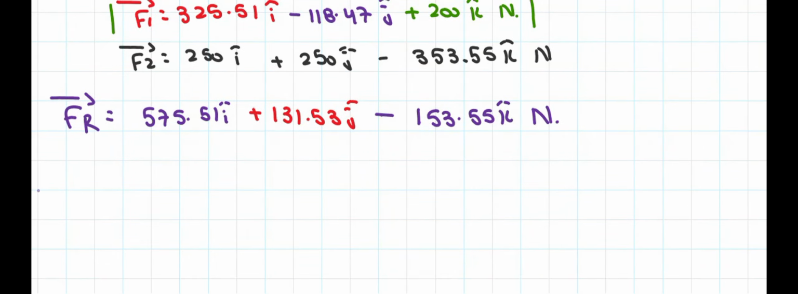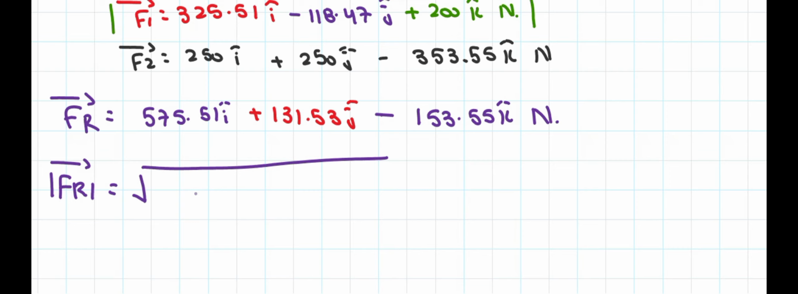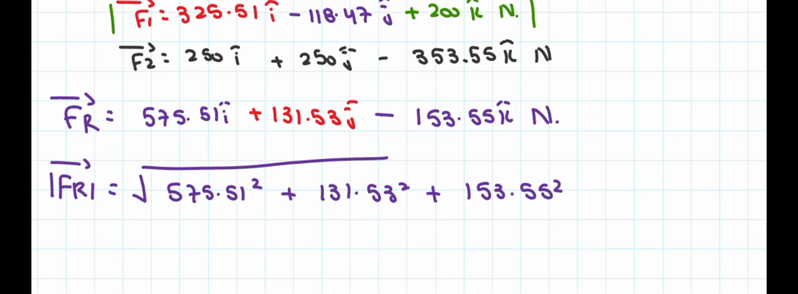The magnitude of the resultant vector is given as Fr, which is equal to the square root of Frx squared plus Fry squared plus Frz squared. So it will become 575.51 whole squared plus 131.53 whole squared plus 153.55 whole squared. So grab the calculator, put the values into it, and solve for the magnitude of the resultant vector. Now the value of the magnitude of the resultant vector is 609.99 Newton.